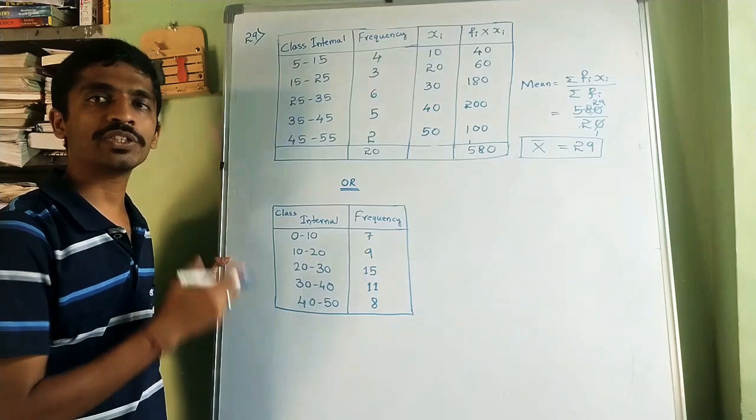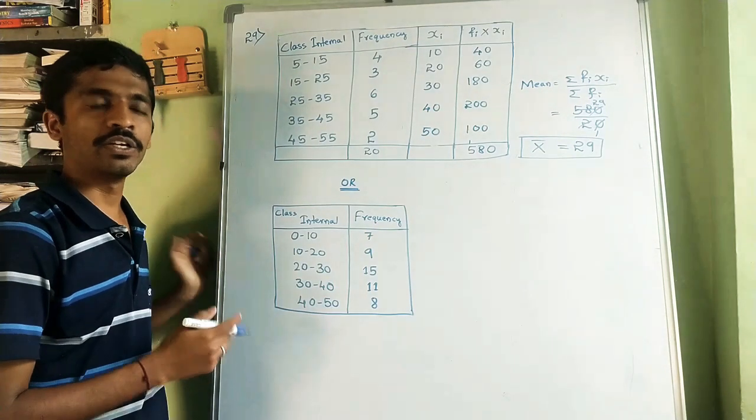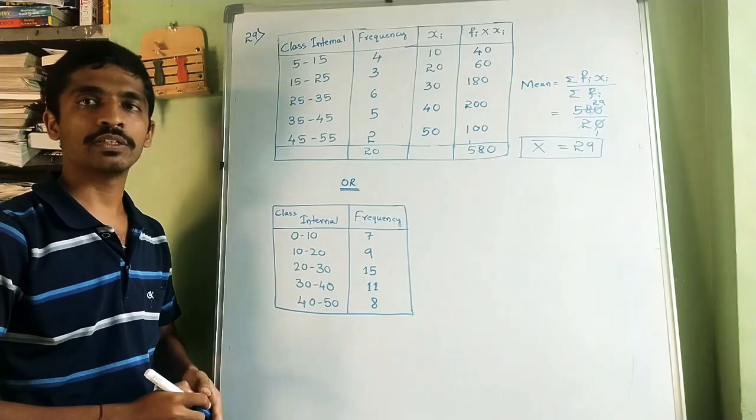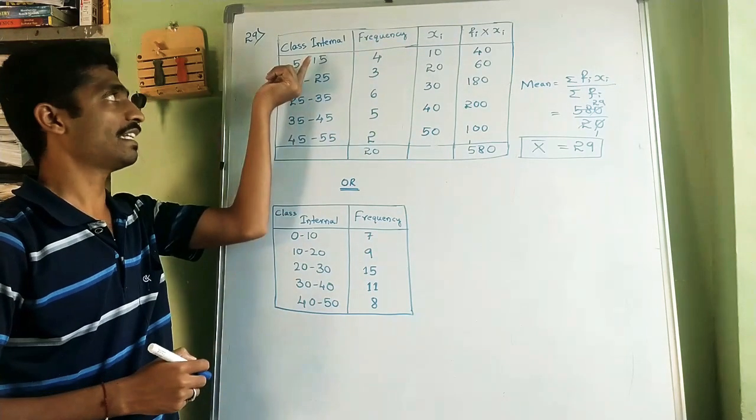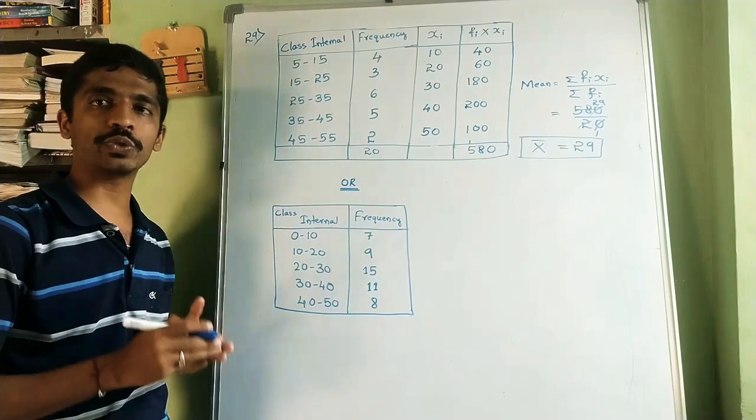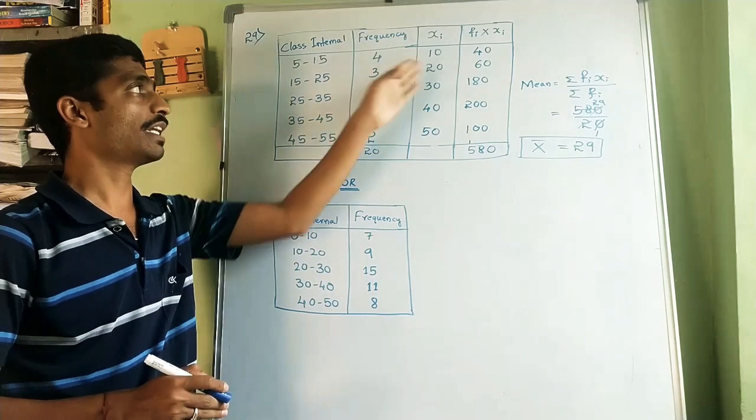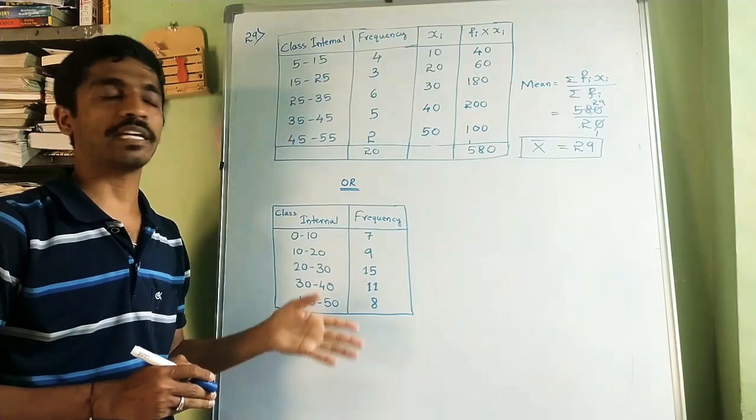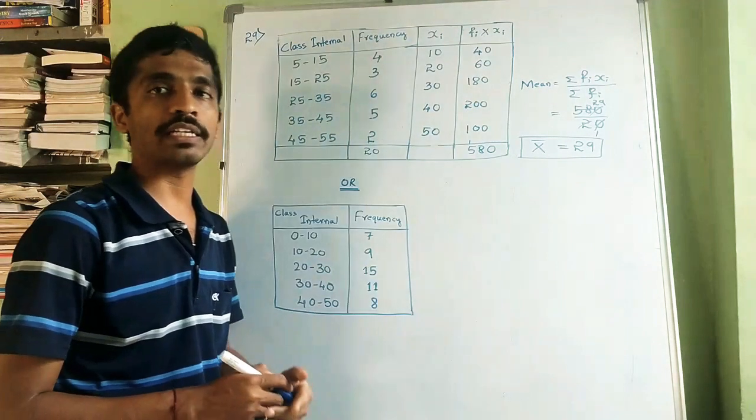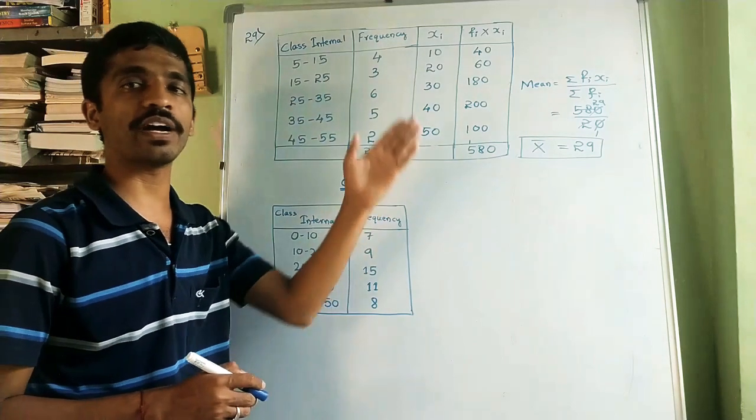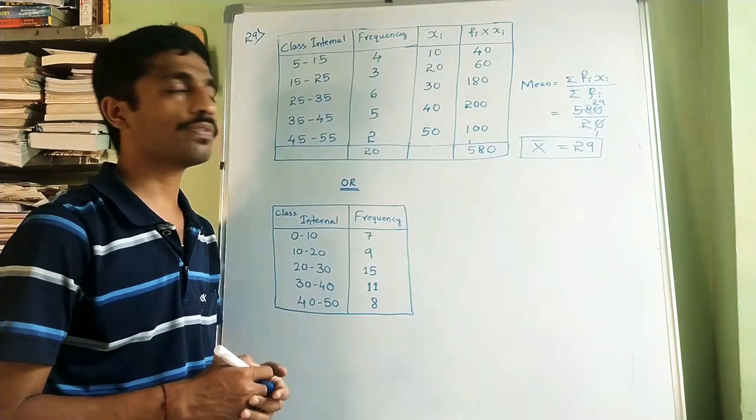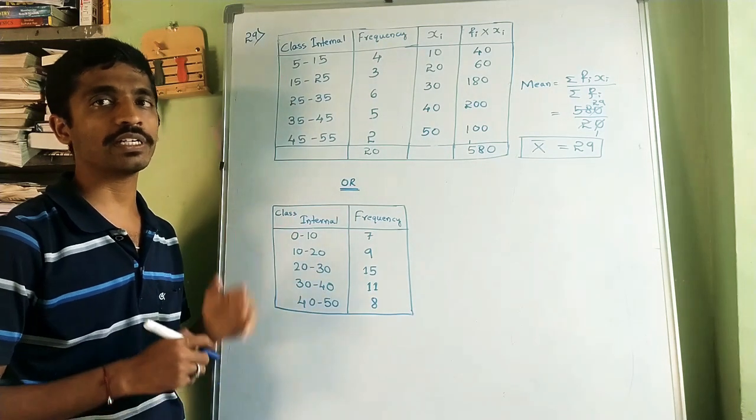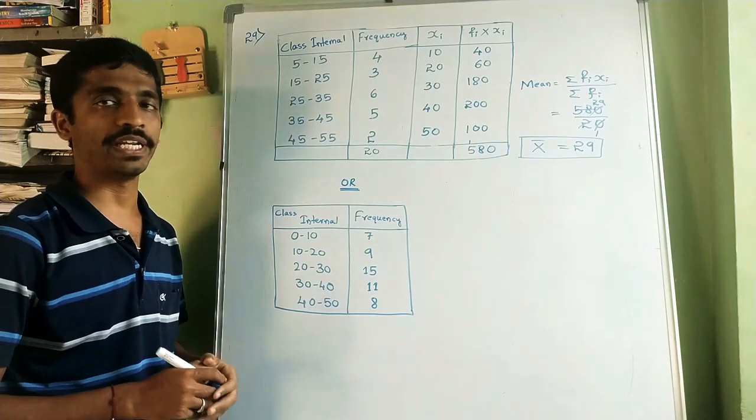So the mean is how much? 29. Okay. So what you have to do? First you have to find the class mark. Okay. How to find the class mark? Add the class interval limits and divide by 2, you will get the class mark. Afterwards, multiply with the frequency, you will get Fi Xi. Okay. And add them and put the formula, that is mean equal to summation of Fi Xi divided by summation of Fi. Okay, substitute the values, you will get the answer. So this is our direct method to find the mean.